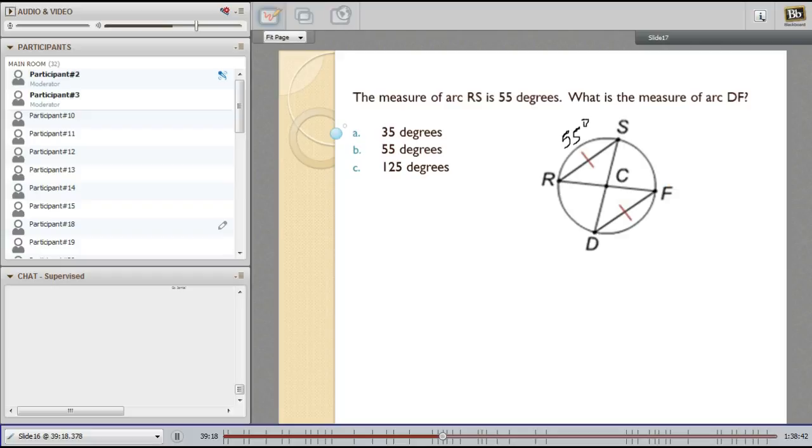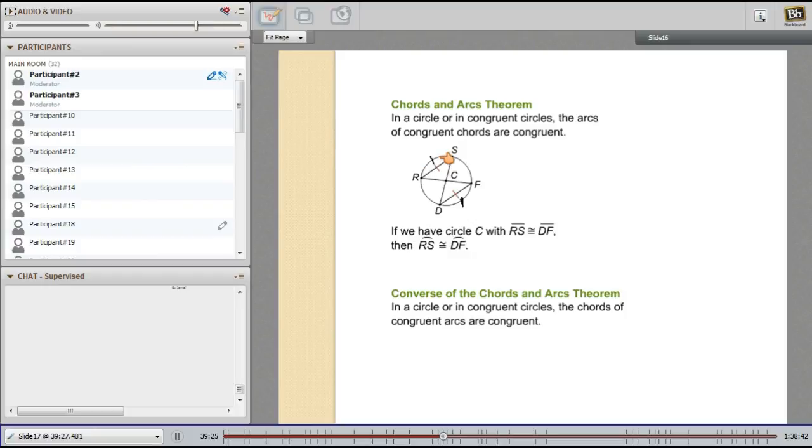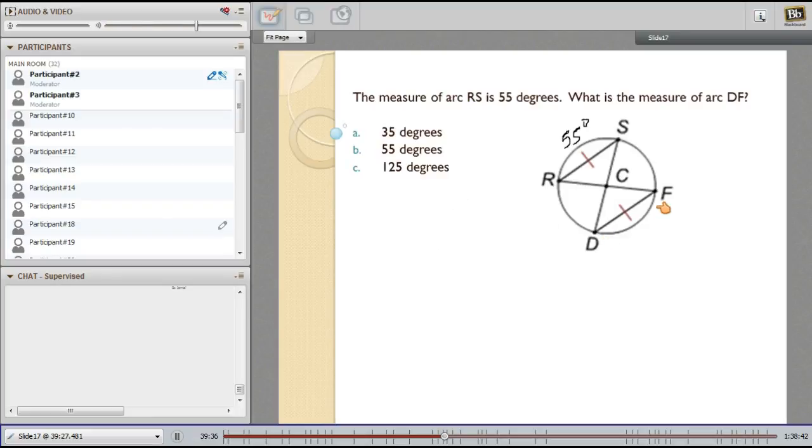Okay, and this refers to the chords and arcs theorem. If you have 2 congruent chords, then your arcs are also congruent. So if we have 2 congruent chords, and the arc is 55 degrees, what is the other arc? Okay, there's still a bunch of you guys not participating. For those of you who are, you chose B as your answer, and that is correct. 55 degrees. Right? These 2 arcs are congruent as well. So nice job, those of you guys who chose B. 55 degrees is the answer.